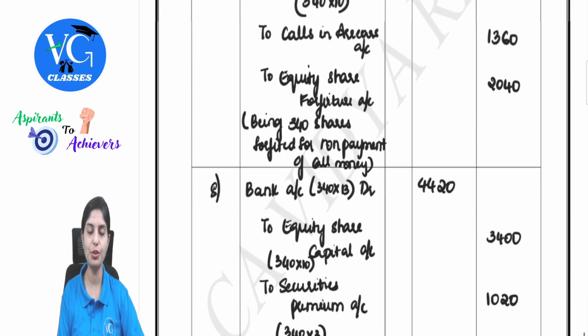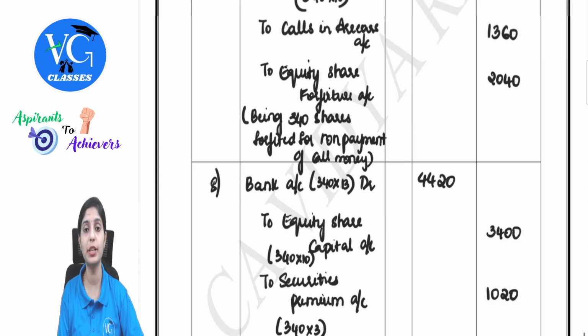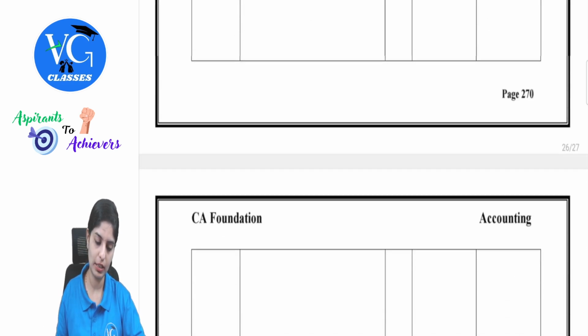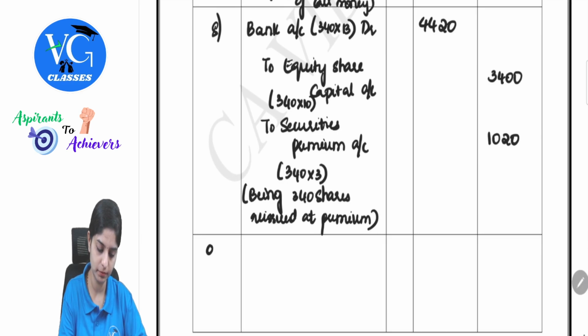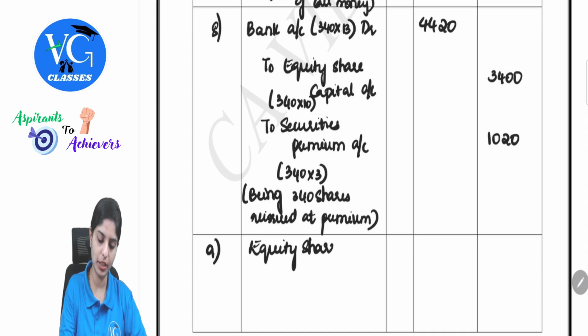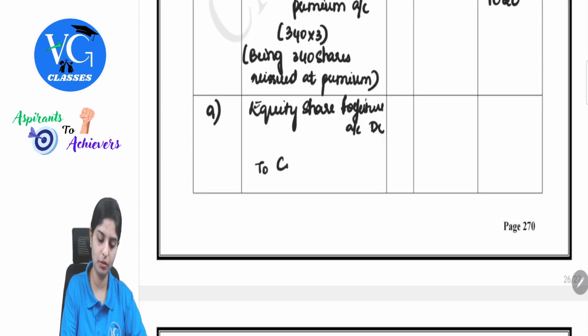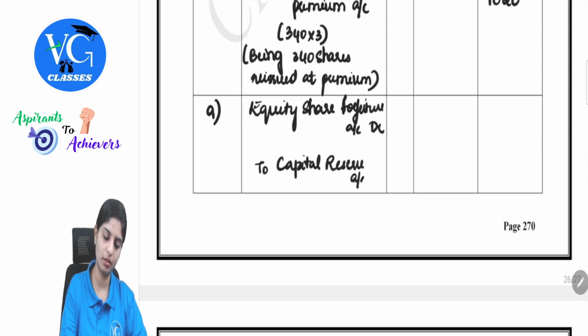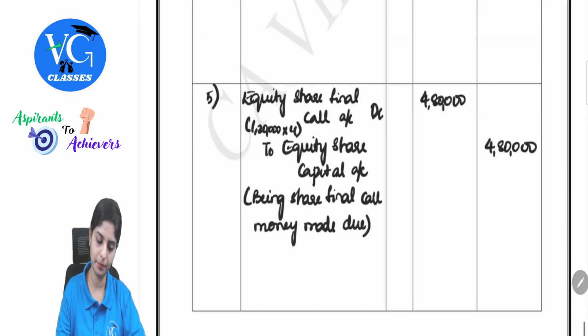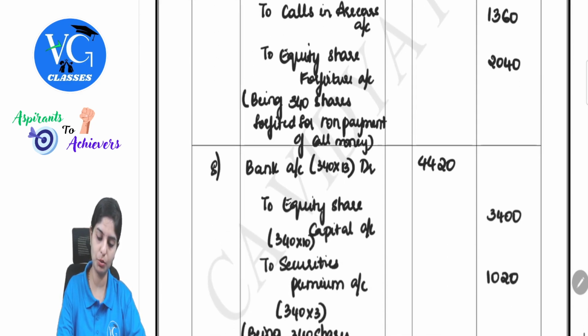Now, if you observe, we have to transfer any balance left in share forfeiture to capital reserve. In this question, we are not at all using the share forfeiture balance because shares were reissued at premium. So, the entire balance which is sitting in share forfeiture will be transferred to capital reserve. So, the last entry will be equity share forfeiture account debit to capital reserve account. How much is that? How much we transferred? 2040.